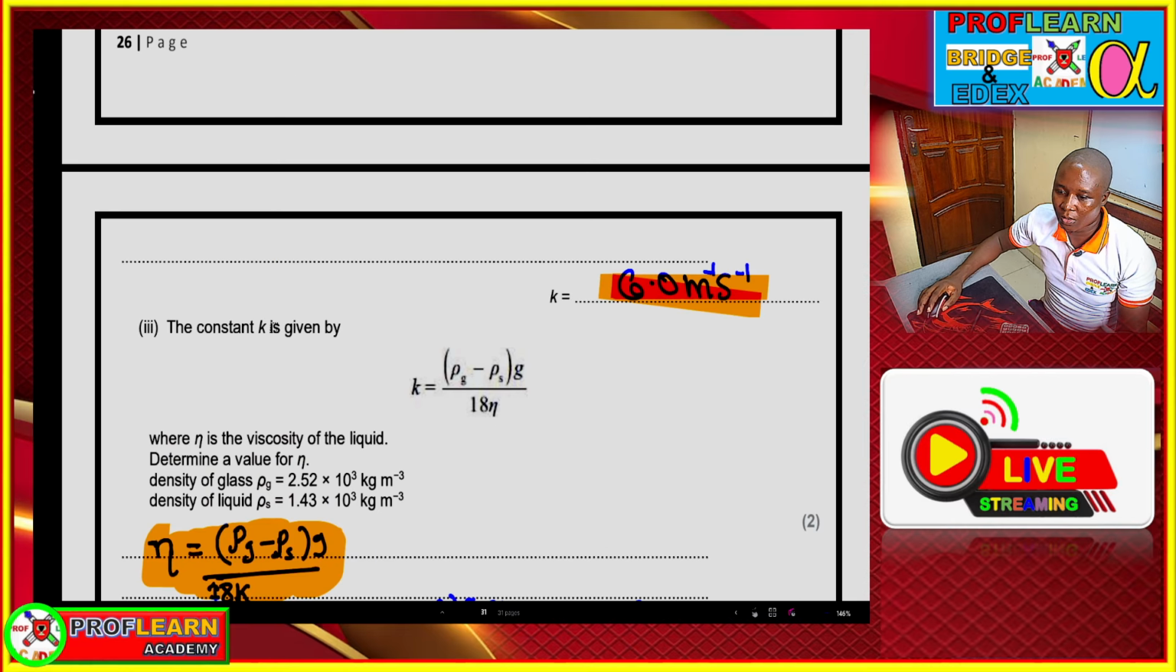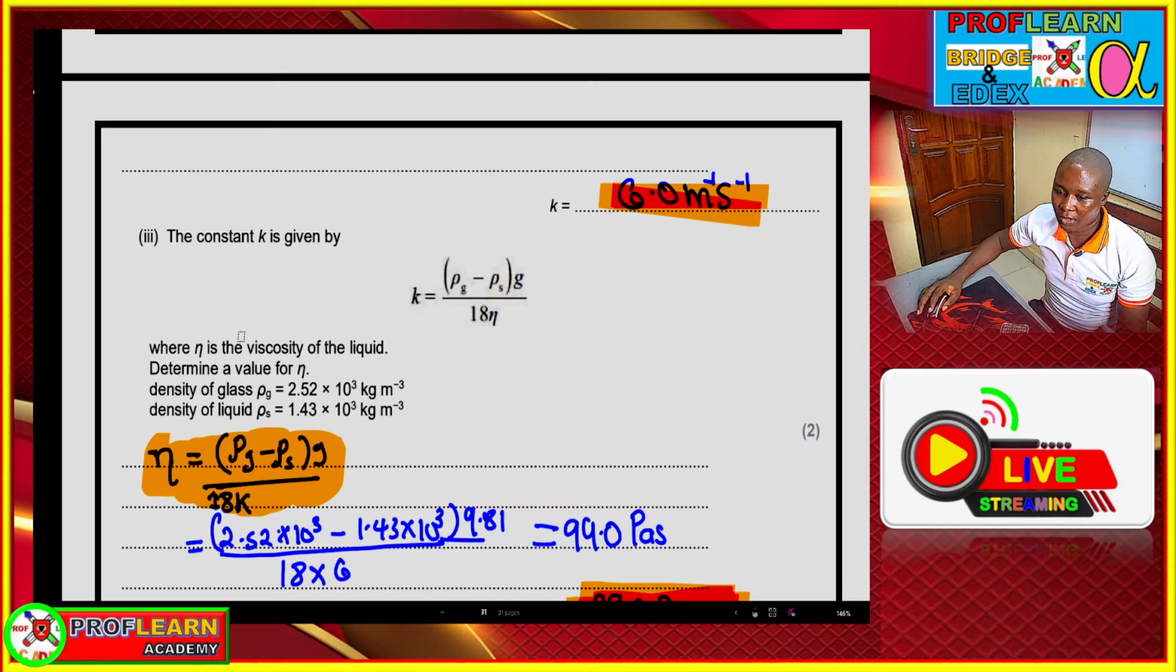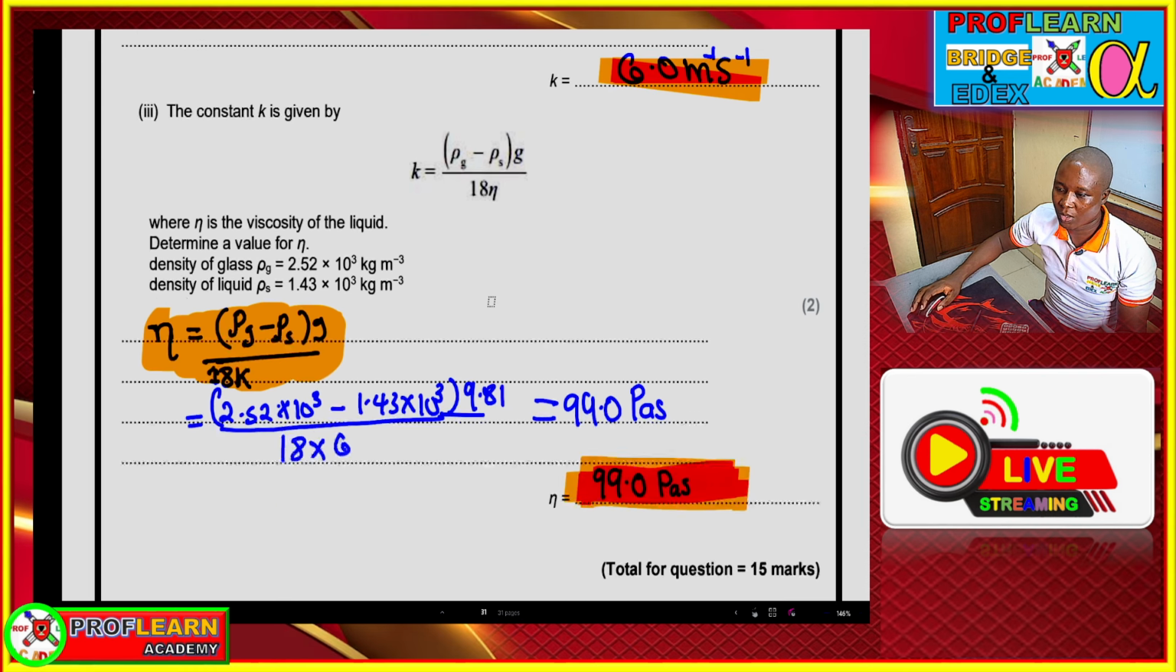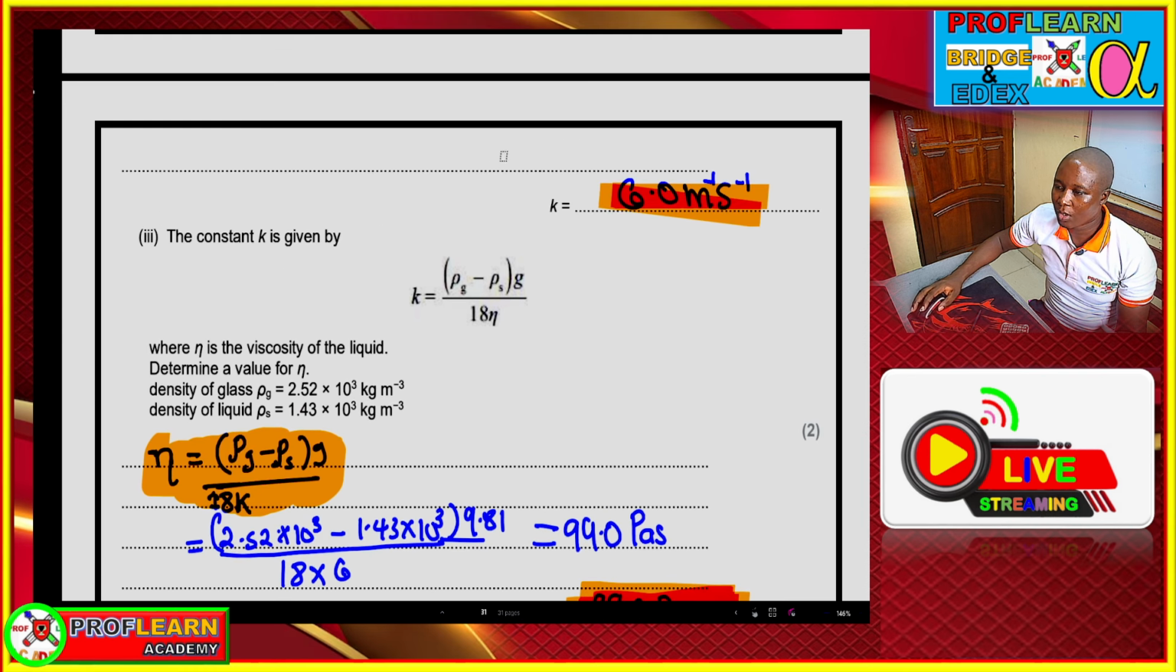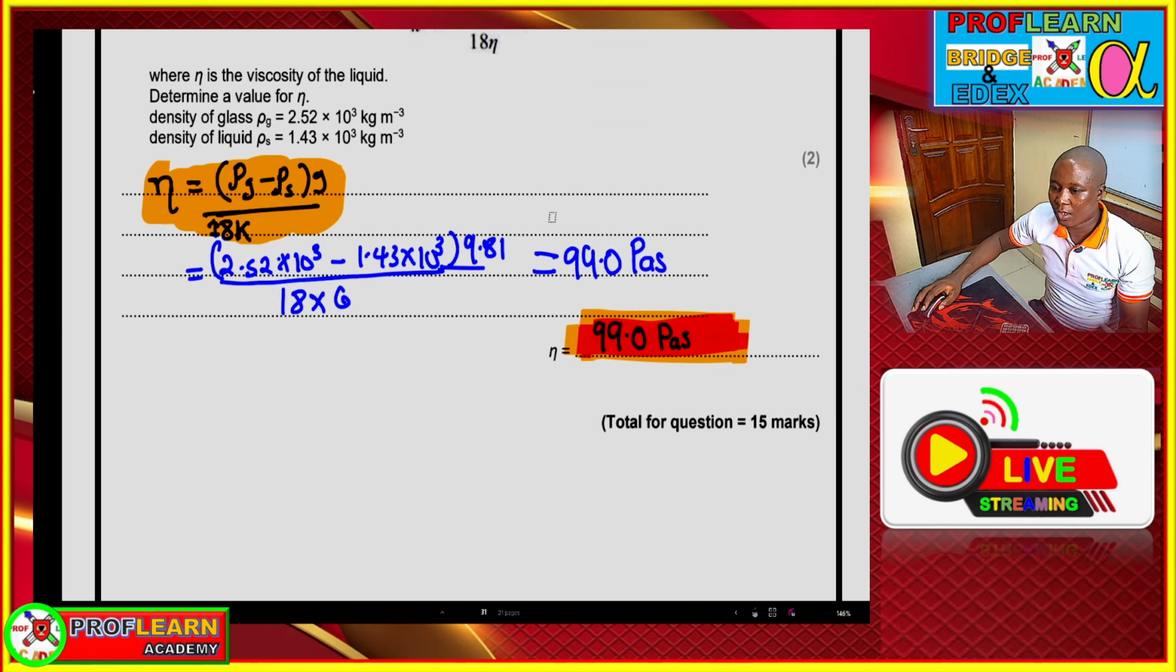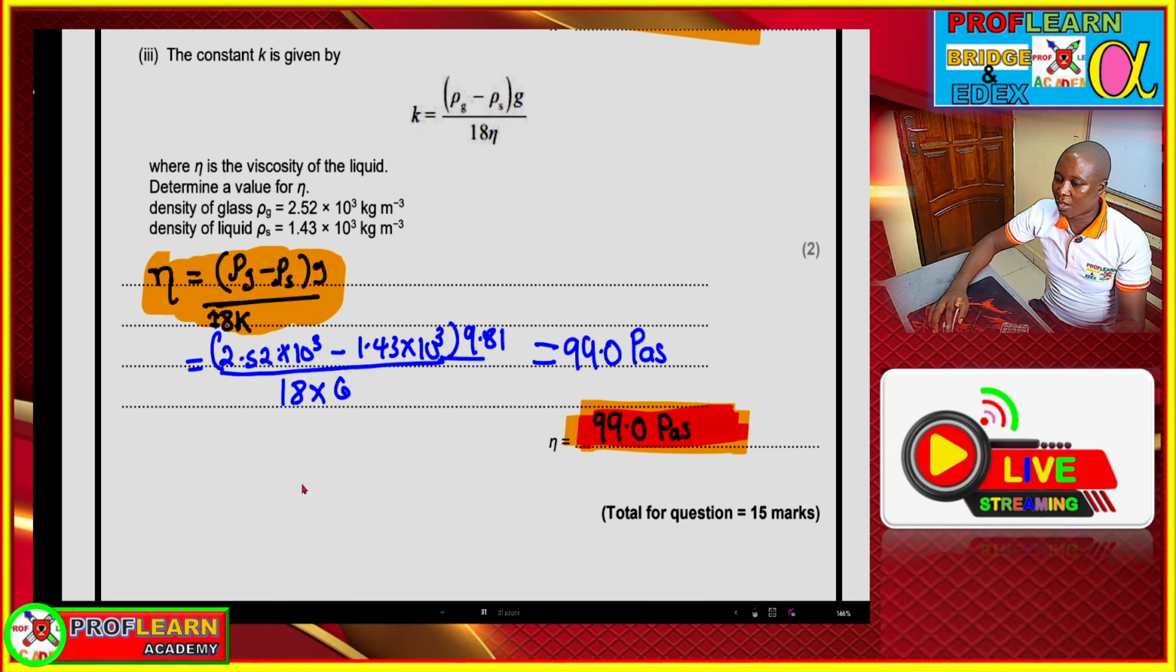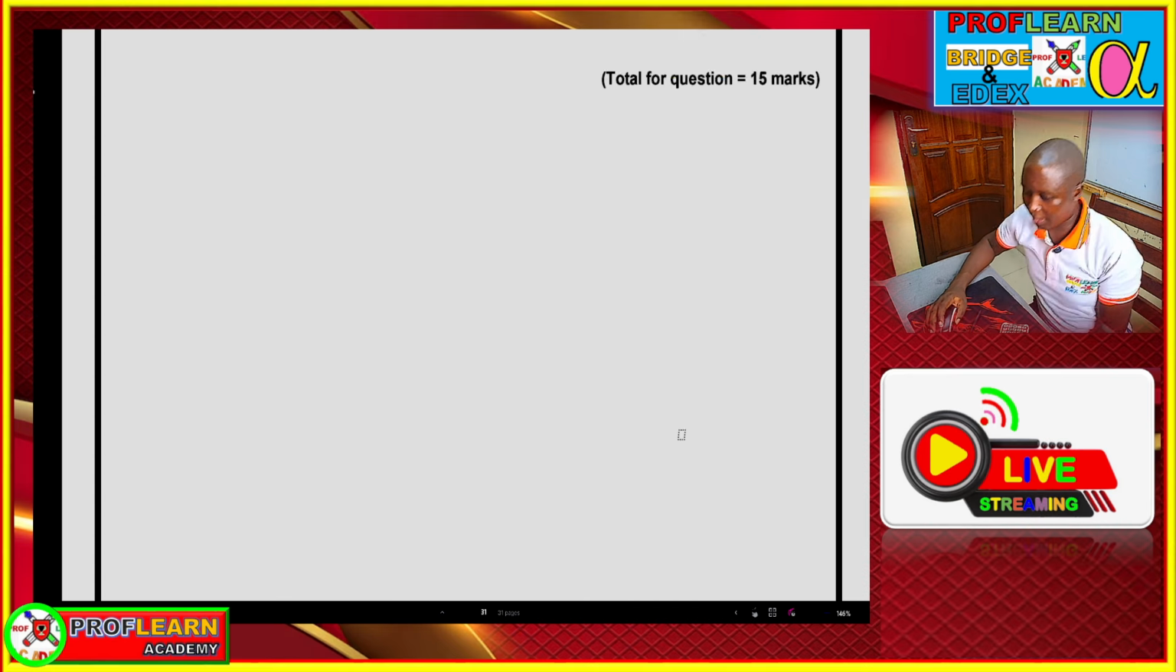And then we are told that the constant k is given by that, where eta is the viscosity of the liquid. Determine the value of eta. So we are just doing substitution with the correct value that we got from the previous question for k, and we do the substitution here, and our viscosity is going to be 99.0 pascal second.